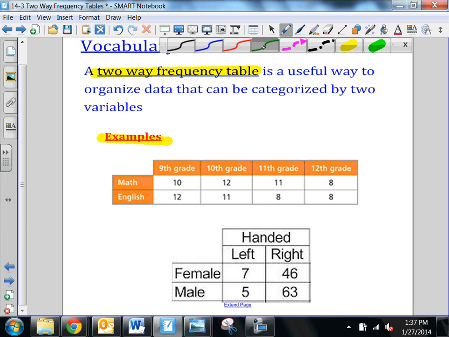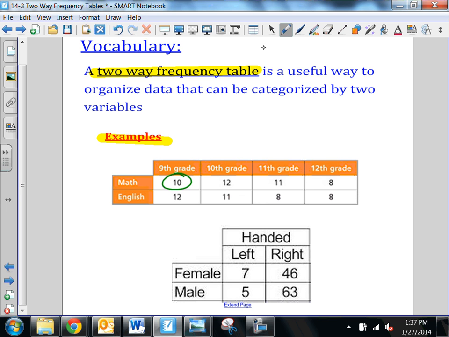Basically, how many ninth graders was math their favorite subject? You would say 10. How many 10th graders was English their favorite subject? You would say 11. So on and so forth. How many right-handed females do you have? You got 46. Many different examples that you can use from two-way frequency tables.